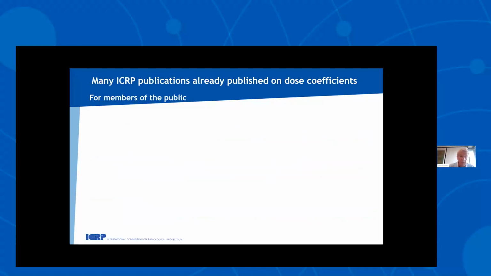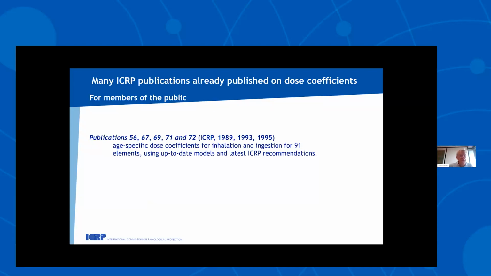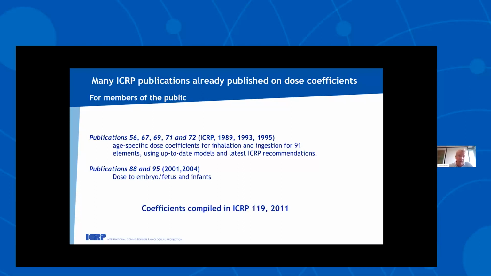For members of the public, we also have the 56 series, made of several volumes, which provide age-specific dose coefficients for inhalation and ingestion of 91 elements. And for the embryo and fetus and for the nursing infant, we have 2 publications giving dose coefficients for these specific situations. All these coefficients were compiled in ICRP 119, published in 2011, and I should say that most of these coefficients are still used in many countries, including France.